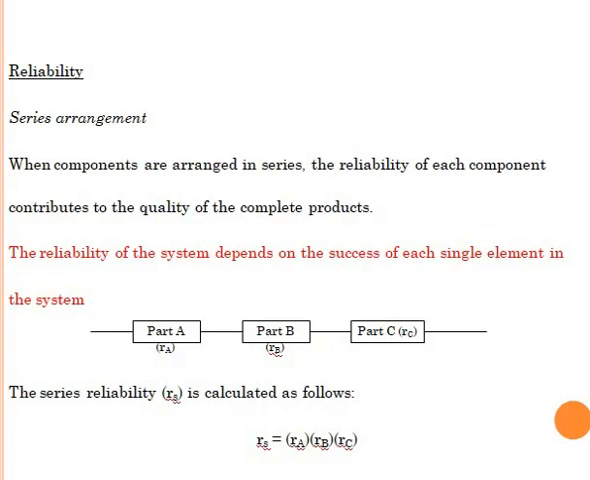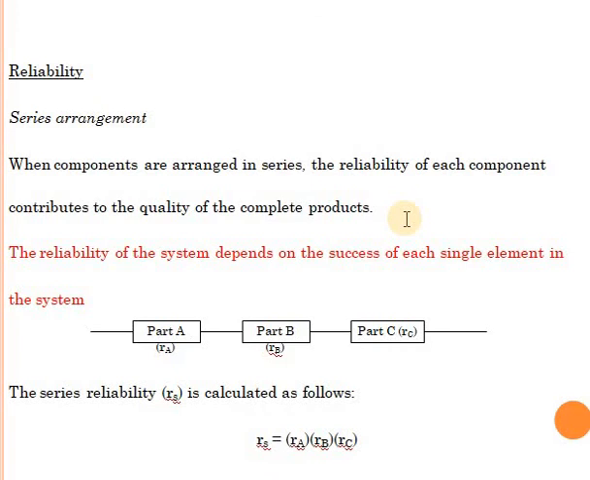Now, since we know that the reliability of a certain product is highly related to the reliability of its components, we want to see how these components are arranged. Is it in series or in parallel? We have 2 types. Let's begin with the first one, the series arrangement. When I have components that are arranged in series, the reliability of each component contributes to the quality of the complete product.